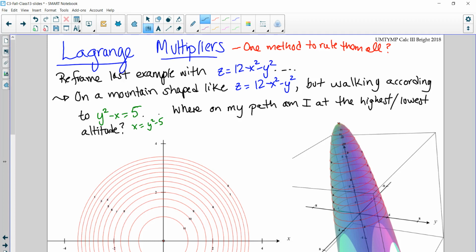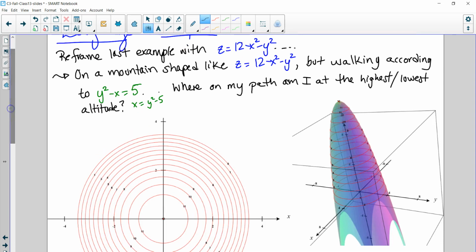We're finally going to get into the next method of solving these optimization problems, called Lagrange multipliers, but I do want to reframe the question of optimization based on that last example. We're going to stick to that last example and then abandon it about halfway through. But imagine that we're on this mountain, a paraboloid opening down, so it has a peak, an absolute maximum.